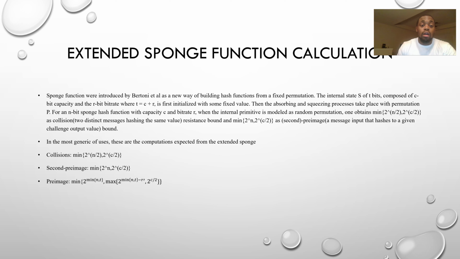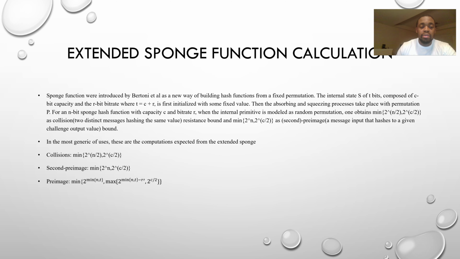So, the way the sponge function works: it was first introduced by Bertoni et al. as a new way of building hash functions from a fixed permutation. The internal state S of T bits, composed of C capacity and R bit rate, where T equals C plus R, is first initialized with some fixed values. Then the absorbing and squeezing process takes place with permutation P.